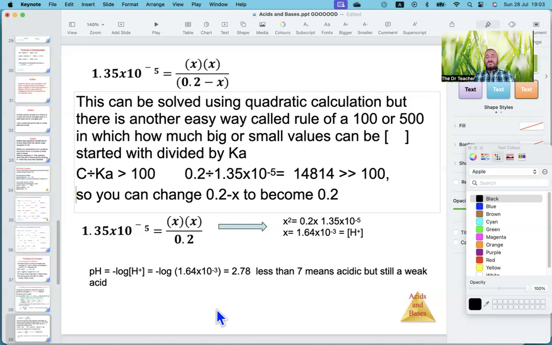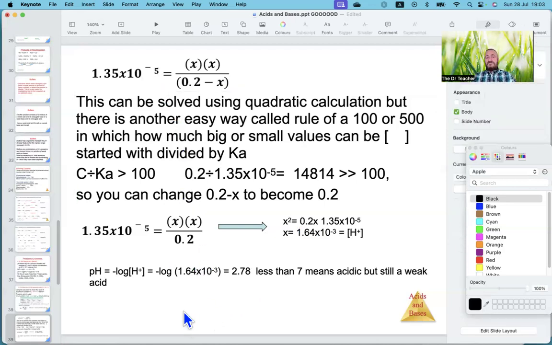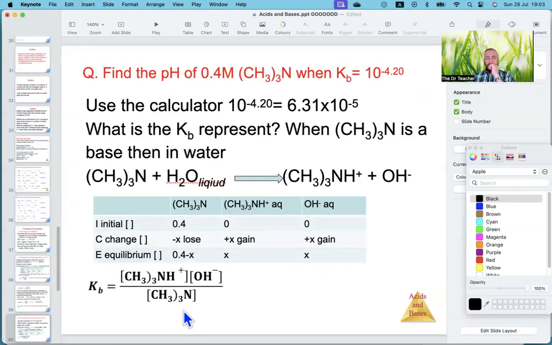Okay, so now we will take another example. I will change it and see more of this. Find the pH of 0.4 molar of NCH3 by 3, when Kb, look, there is a Kb, but here we are finding the pH. How can I get the pH from the Kb? I should have pOH first. Okay, just be careful.